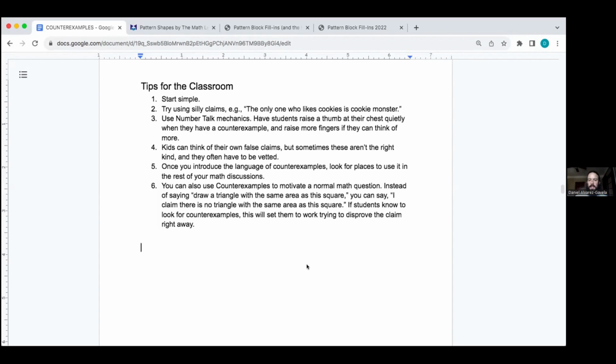Another way to go about the activity is to have students raise the number of fingers for how many examples they have found. That also allows them, even if they have already thought of a counterexample, to keep thinking of more. And then it can even be a game to see who can come up with the most counterexamples, right?